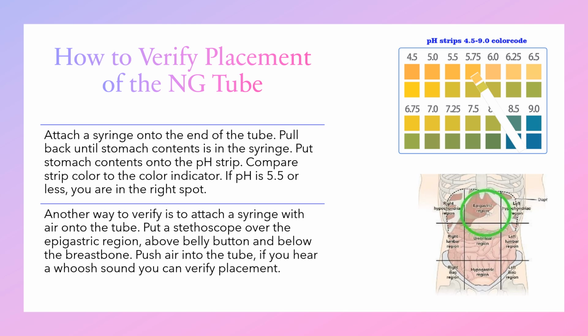Another way to verify is to attach a syringe with air onto the tube. Put a stethoscope over the epigastric region, above the belly button and below the breastbone. Push air into the tube. If you hear a whoosh sound, you can verify placement.